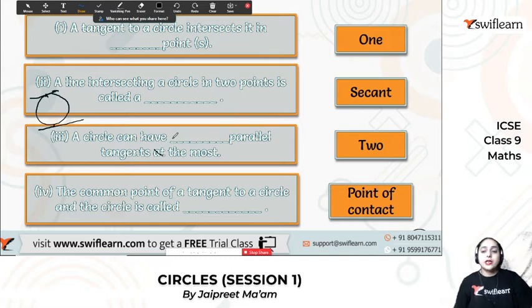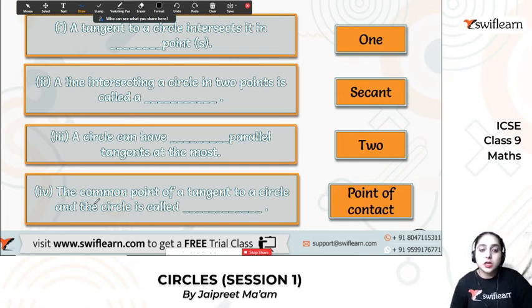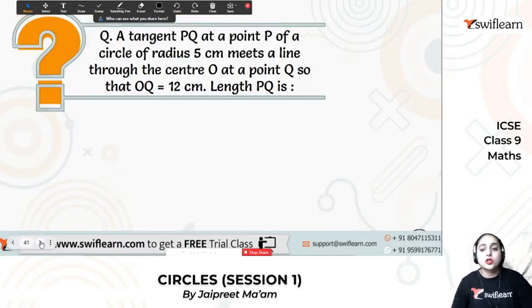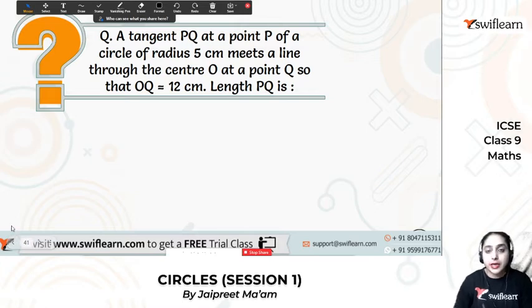So it can only have 2 parallel tangents. Parallel should be like this. So this is one parallel and this is another parallel. The common point of the tangent to a circle and the circle is called the point of contact. The point where they come in contact, we call it the point of contact.